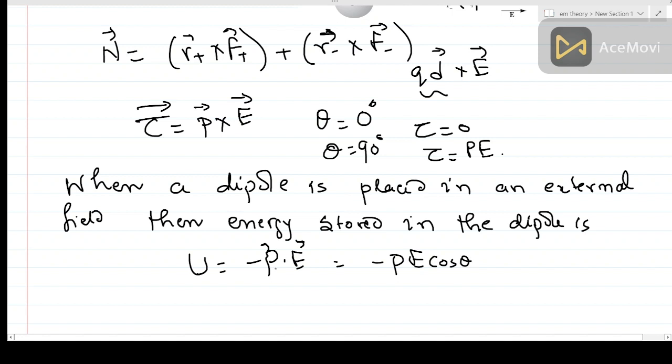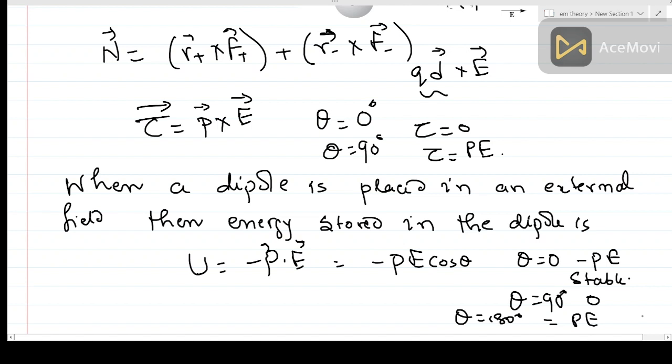If they are oriented parallel to each other, the energy is negative, the most stable configuration. I will discuss this later. If they are perpendicular, no energy is stored. If they are oriented anti-parallel, meaning theta is 180 degrees, then the energy is positive. So for theta equal to 0, it is -PE, stable, total energy negative. Theta equal to 90, energy is 0, and theta equal to 180 degrees, energy is positive, so this one is unstable.